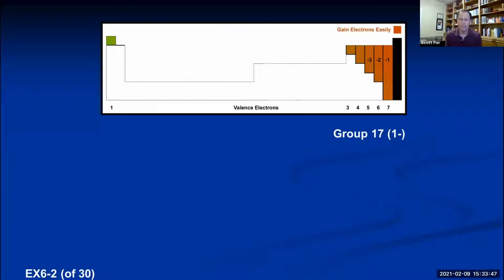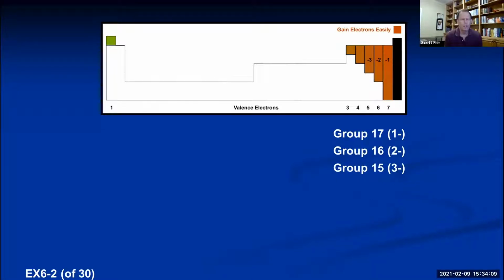So group 17 always forms -1 ions. Group 16, the nonmetals in that group always form -2 ions. Don't confuse that with the metals at the bottom. There are a couple of other elements here in group 16, but they would never form -2 ions because they're not nonmetals. They're metals. They would form positive ions instead. The nonmetals in group 15 form -3.